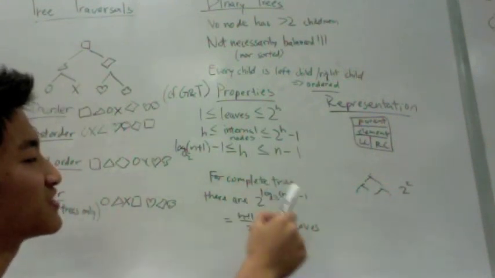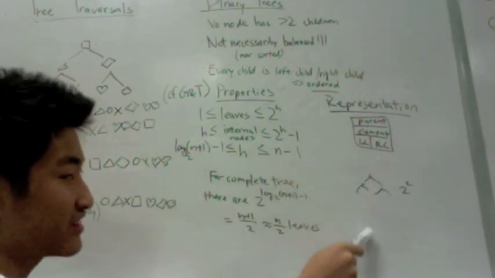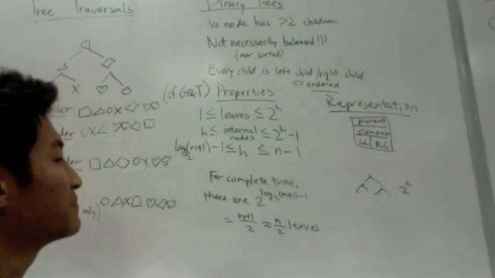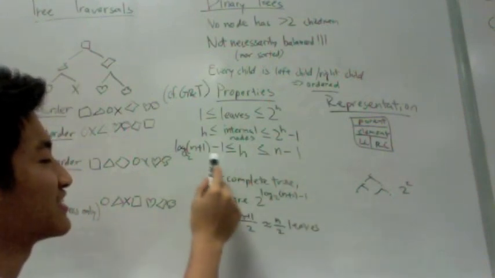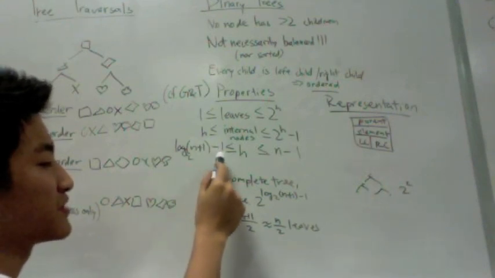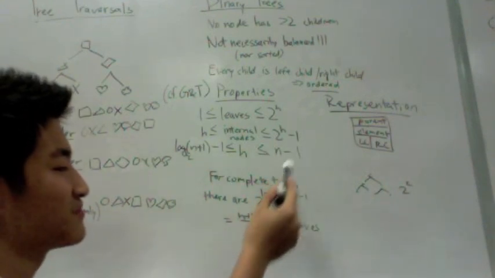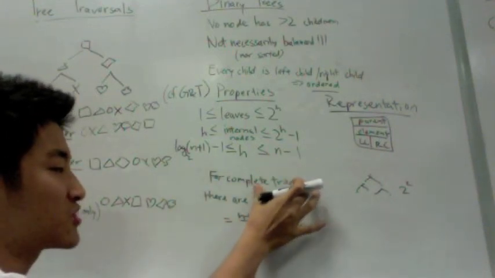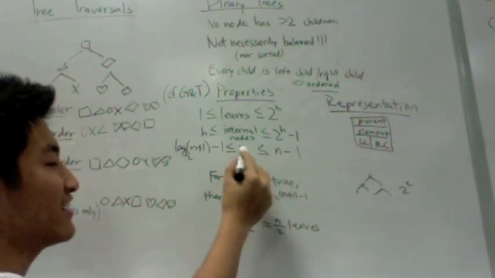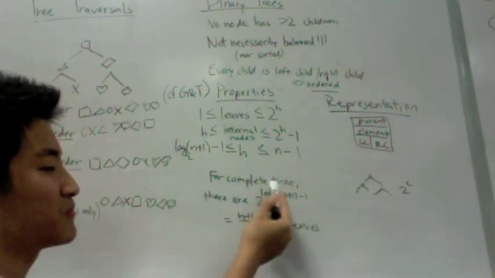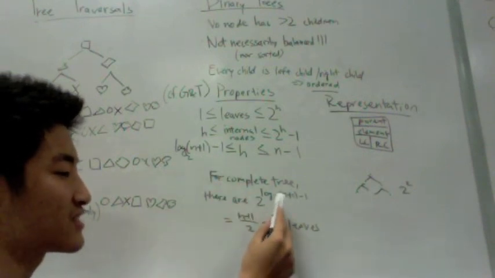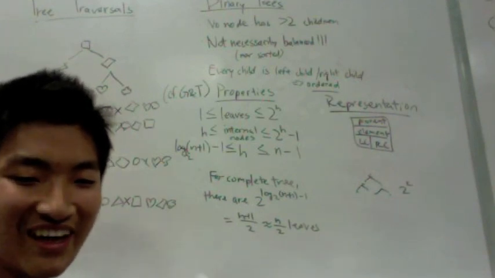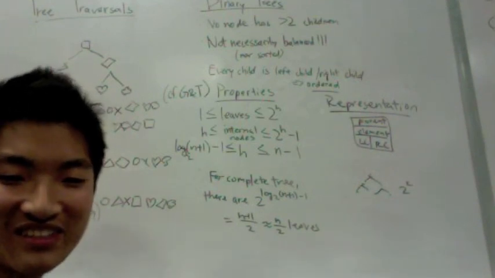For internal nodes, you can either have the height of the tree at the very least, or you can have 2 to the height minus 1 for the maximum. And for the height of the tree, it's either log base 2 of n plus 1 minus 1, or n minus 1. And this is the min, this is the max. So for a complete tree, there are 2 to the height at the very least, right? Because for a complete tree, this is minimized. This will give you about n over 2 leaves. And this showed up on our midterm, and something good to know. And so this is pretty much it for trees.